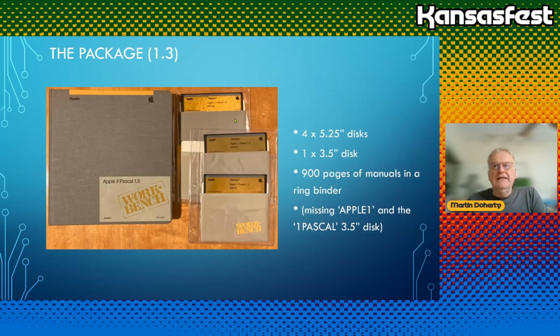The final version looks really different. This is actually a photo of my copy of the Pascal 1.3 Workbench. So this is 1985. They completely repackaged it. So now it's 4 5-inch floppies and 1 3.5-inch 800K floppy with all of the software duplicated onto it. A 900-page manual. Lots and lots of documentation. You can see I'm missing one of the floppy disks. I've only got 3 out of the 4, and I don't have the 3.5-inch disk either.